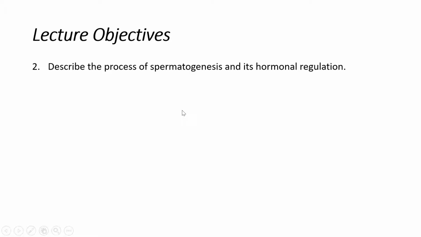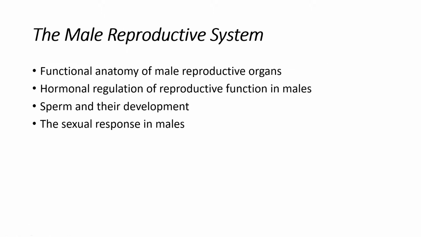So objective 2 is to describe the process of spermatogenesis and its hormonal regulation. Here we're going to really delve into the male side of things. We'll talk about the functional anatomy of the male reproductive organs. We'll speak about the hormones that are involved here, the process of sperm and how they're developed, and then the sexual response in males.